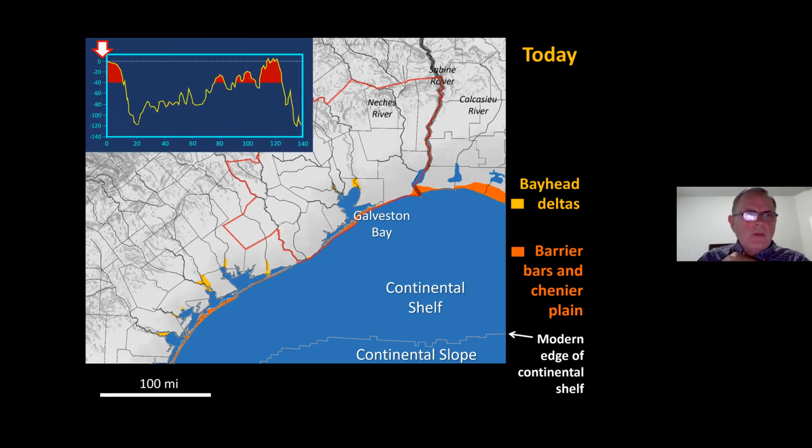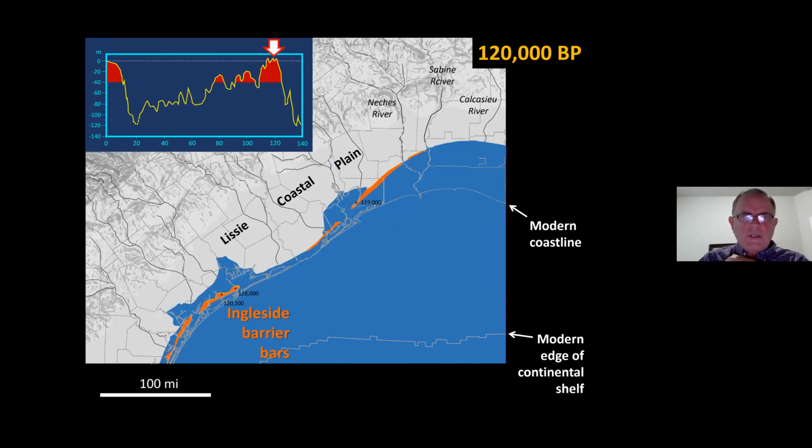So that's where we are, the red arrow there. We're at the very end of this cycle. Now we're going to move to the very beginning of the cycle, which is here. Again, look at the red arrow on top. So that's that warm period 120,000 years ago.